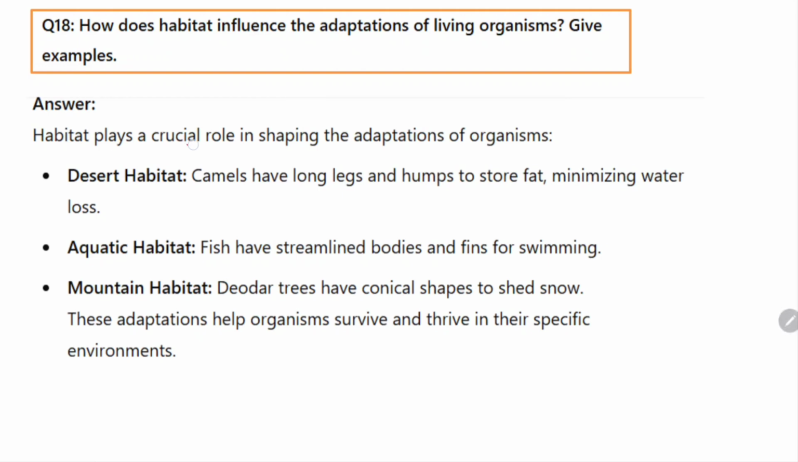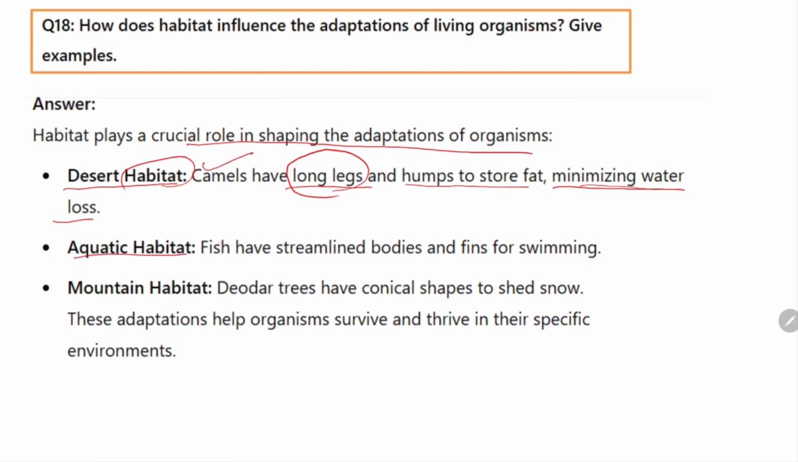You can write, habitats play a crucial role in shaping adaptations of organisms. How? For example, desert habitats. Camels have long legs and a hump to store fat, minimizing water loss. So why do they have this special feature? So that they can use less water and they will be able to walk on the sand very easily in the desert habitats. I have given the example of camel. You can write another example also, okay.